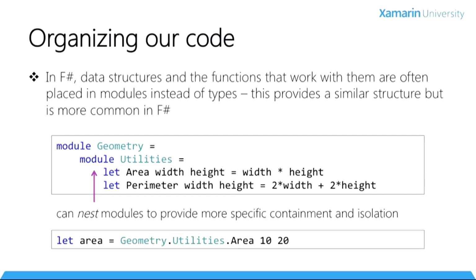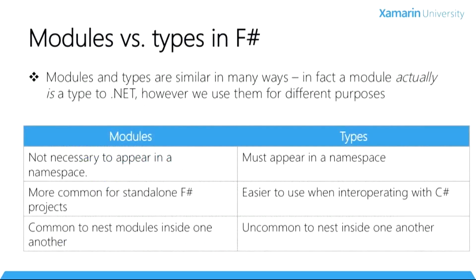So let's look at the differences between modules and types in F#. As you can see, we've got the two table columns on the left for modules and types. So for modules, they're not really necessary to appear in a namespace, but for types, they have to appear in a namespace. Now modules, you'll find them more commonly used in standalone F# projects because they're easier to work with in that more functional approach. The types though, they're easier to use when you're interoperating with other .NET languages like C# or VB.NET.